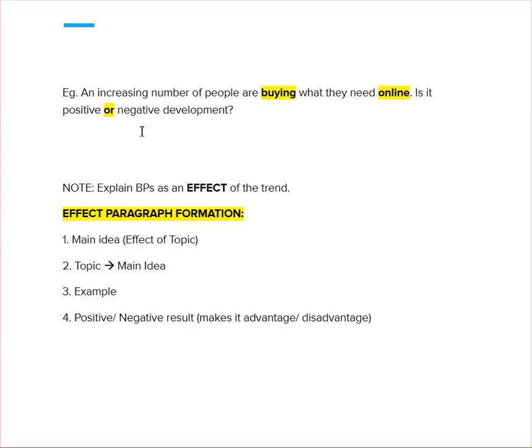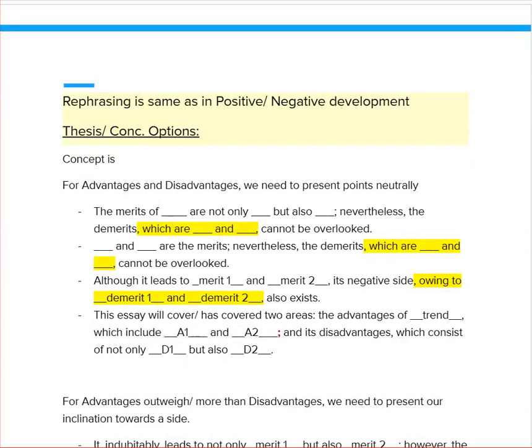The development is a positive or negative development. Example: an increasing number of people are buying what they need online. Is it a positive or negative development? Now we can explain body paragraphs as the effect of the trend: effect paragraph formation, main ideas, effect of the topic, main idea. Example: positive, negative result, make it advantages or disadvantages. Rephrasing is the same as in positive or negative development.